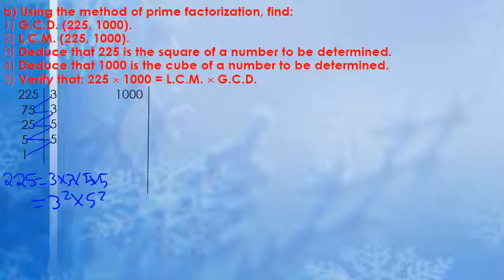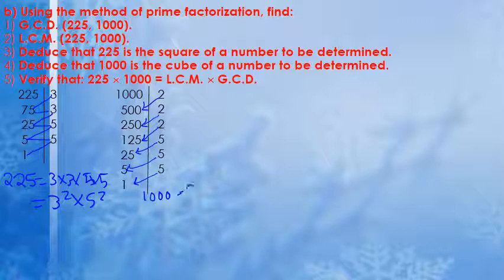The prime factors now of 1000: if we divide 1000 by 2, it gives us 500. 500 by 2 gives us 250. 250 can be divisible by 2, it gives us 125, which cannot be divided by 2 or by 3. We can divide it by 5, it gives us 25. 25 by 5 gives us 5, and 5 by 5 gives us 1. So the prime factors of 1000 are 2 to the power 3 times 5 to the power 3.